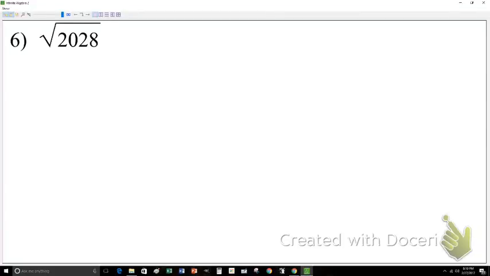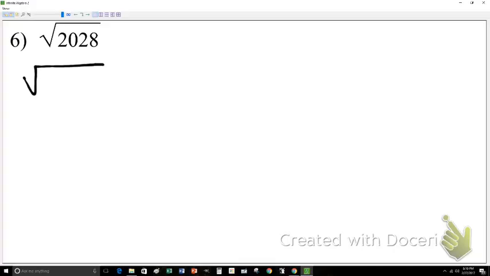So let us simplify the square root of 2028. Alright. I'm not going to take the time to actually list all my perfect squares this time. Okay? But let's go ahead and try to simplify the square root of 2028. So what perfect square can I factor out of 2028?